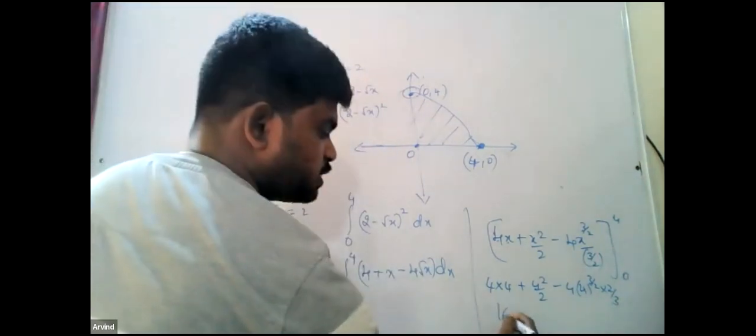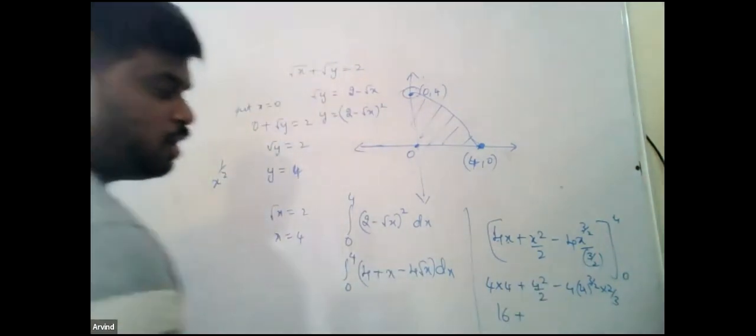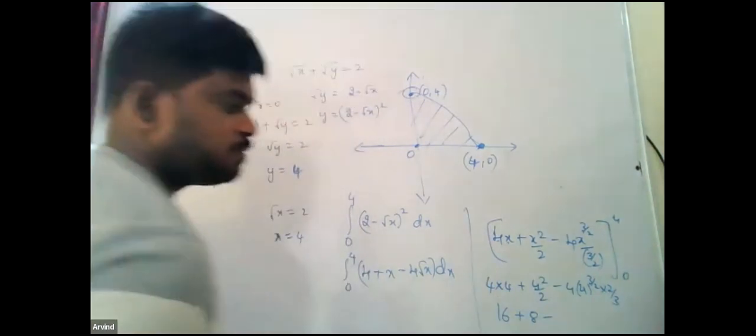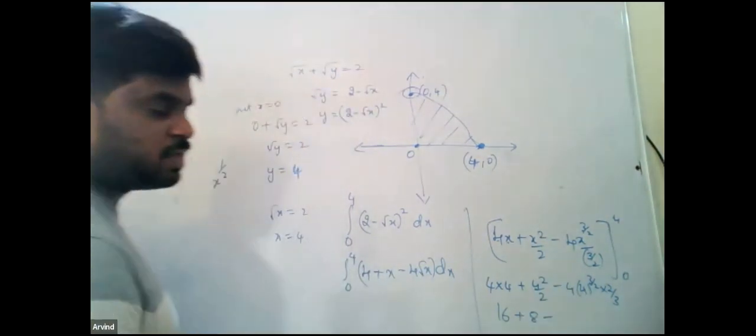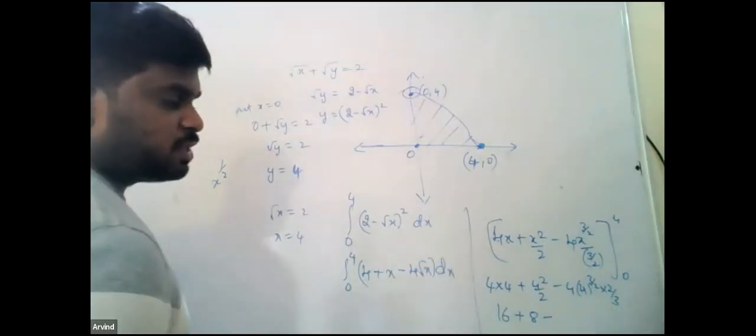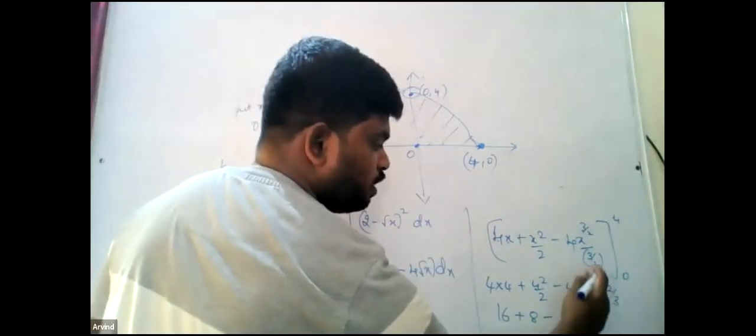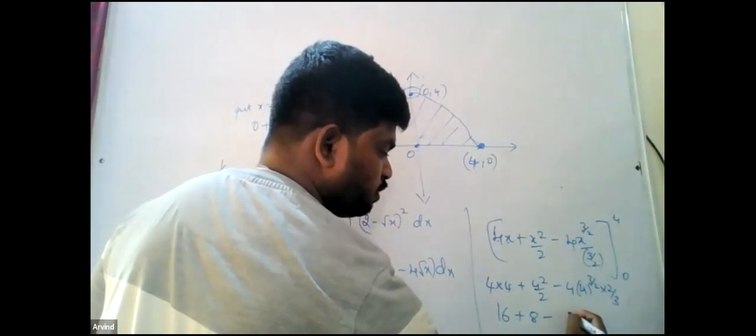So 4 into 4 is 16. 4 square by 2, that will become 8 minus this 4, you can write it as 2 square. So square and square get cancelled. Square and root get cancelled. So 2 cube, 8, 4 eights are 4.